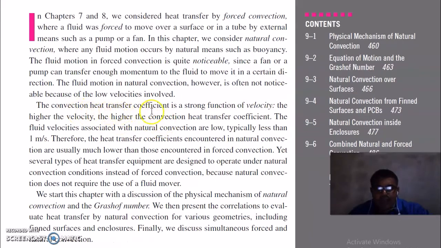The convection heat transfer coefficient is a strong function of velocity. The higher the velocity, the higher the convection heat transfer coefficient. The fluid velocities associated with natural convection are very low, less than 1 meter per second. Therefore, the heat transfer coefficients encountered in natural convection are usually much lower than those encountered in forced convection.